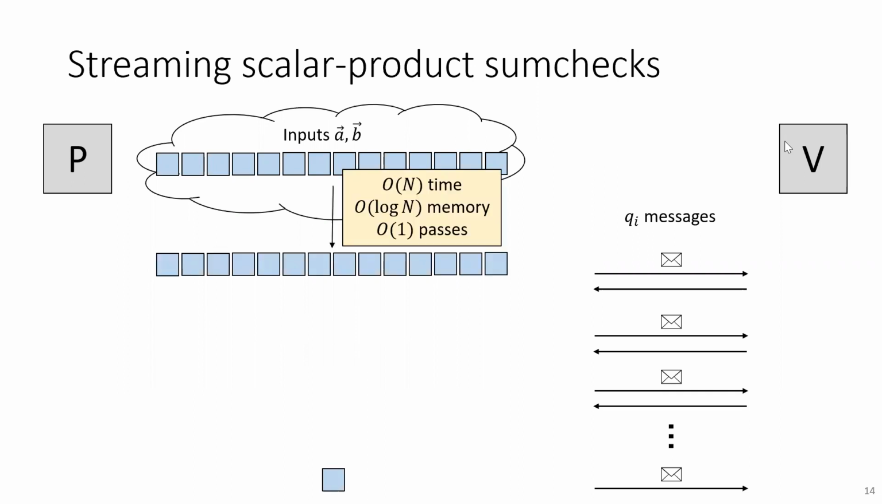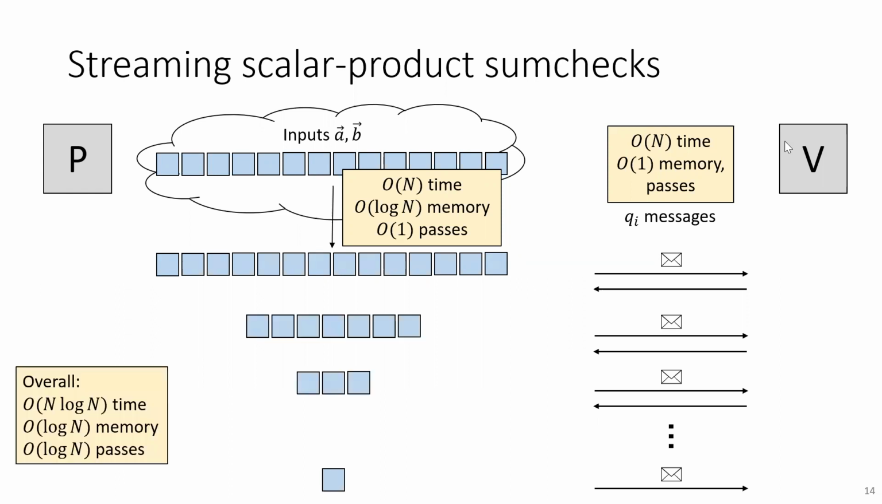And every time you want to produce one of these input vectors for the sum check, it takes you O of n time and O of log n memory with one pass. And to produce these sum check messages, that part I didn't explain, but that takes O of n time and a constant amount of memory and passes over the inputs. And so in total, over a logarithmic number of rounds, you end up with n log n time, logarithmic memory consumption for the prover, and they've made a logarithmic number of passes over their inputs.